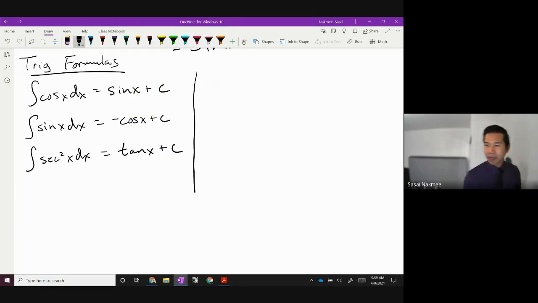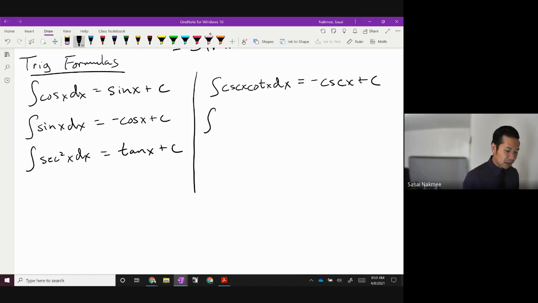Let's go over the last three basic ones. The next one up is going to be the integral of cosecant x cotangent x dx, and that's going to be equal to negative cosecant x plus c.